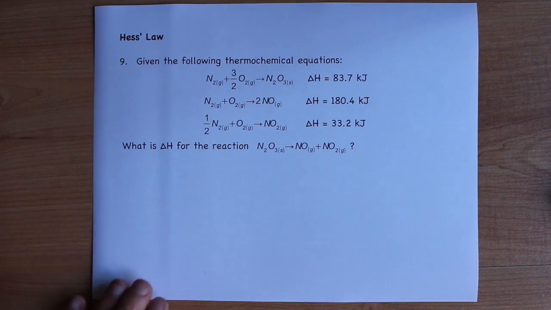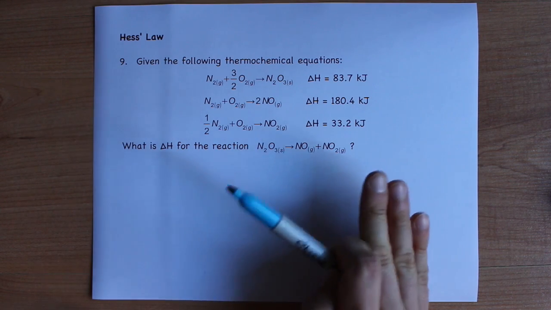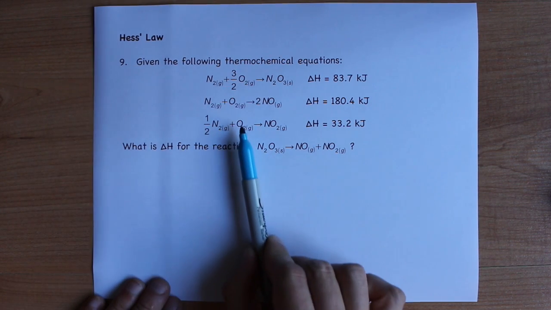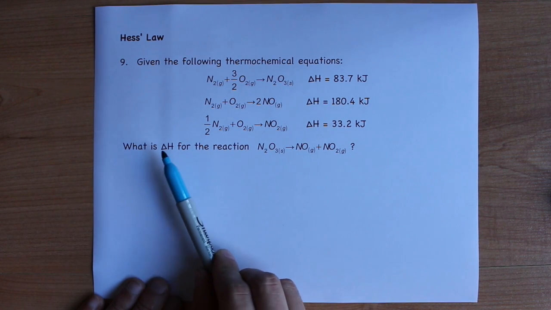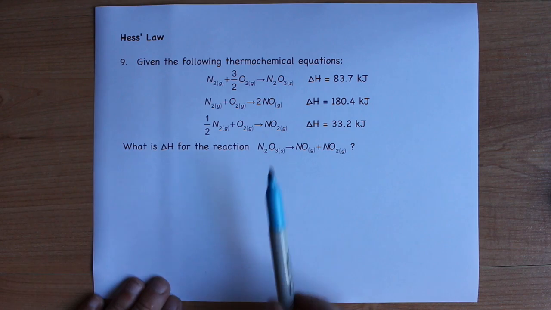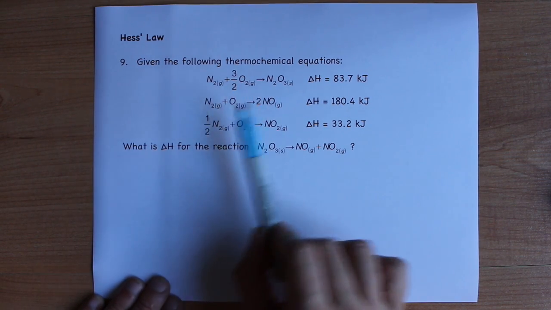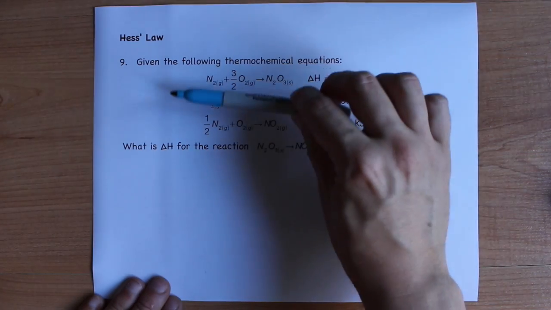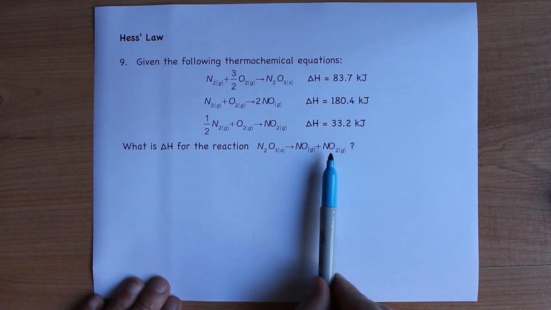One of them is called Hess's Law. Hess's Law questions are very easy to identify. You'll be given a list of reactions and then a target reaction that you're supposed to calculate the delta H for. We have to flip these around, double them, have them do whatever we need to do so that when we add these together, it all cancels out to give us this.